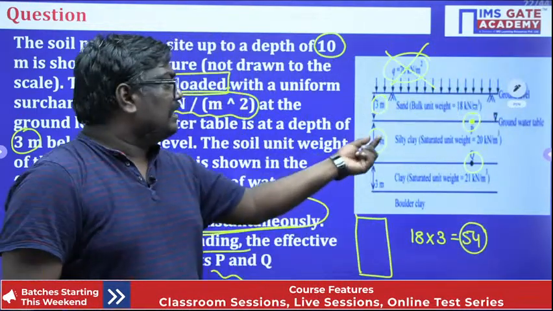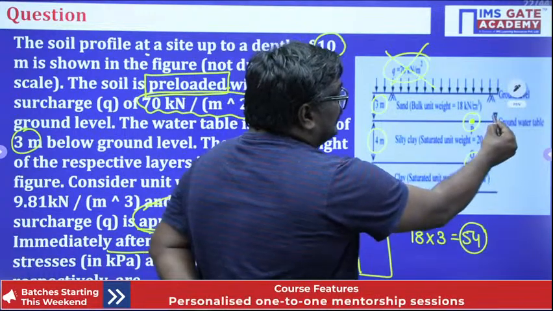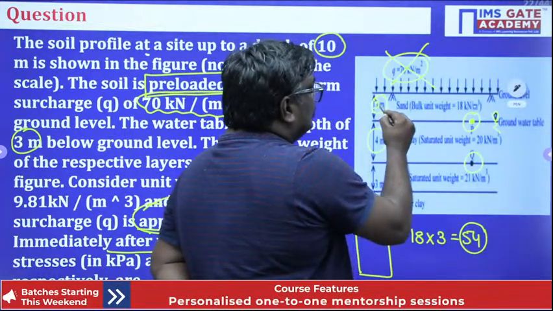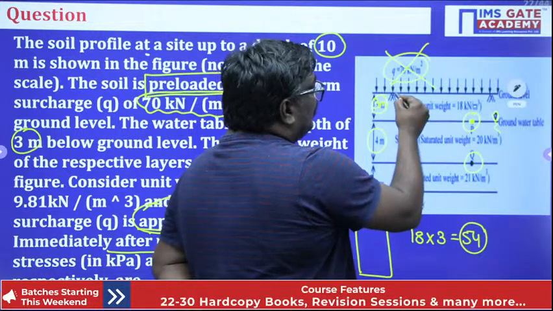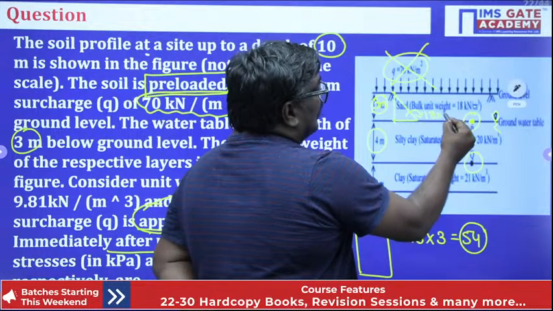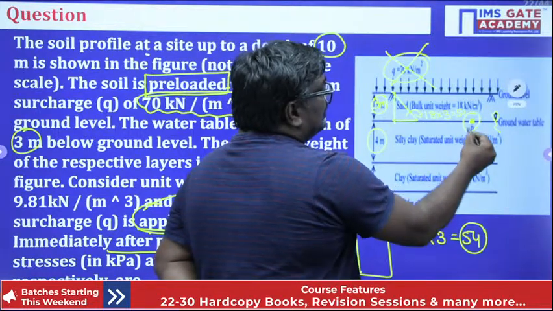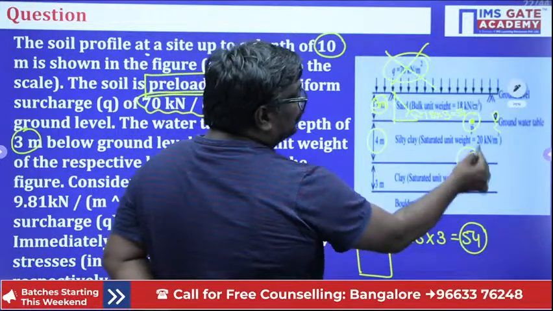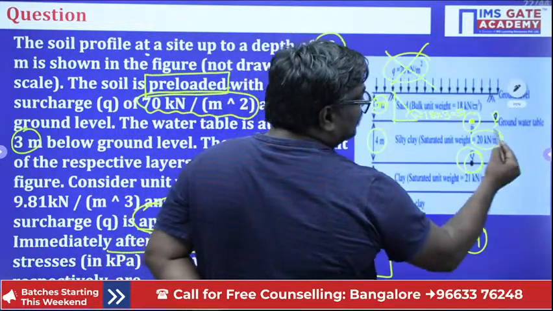Sir, see here, the water table is here, my dear student. So here there is no surcharge, we cannot take it. This is 3 meters. So what is the unit weight here? It can be written as 18 into 3. So at point P, it is 54. Agree? Now at point Q, they have given it as 20, my dear students.